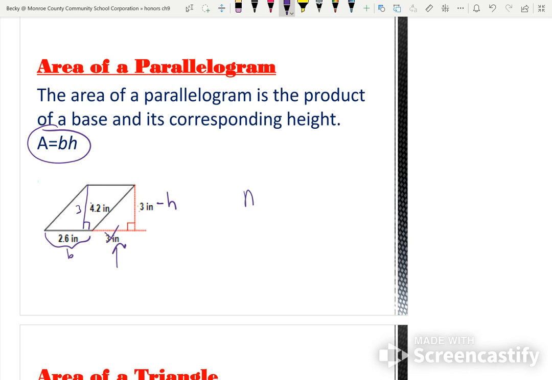So on this one, your area is just 4.2 times 2.6. All right, so 2.6 times 4.2 is 10.92. Yeah, and inches squared. Again, you're just going to put that in there.